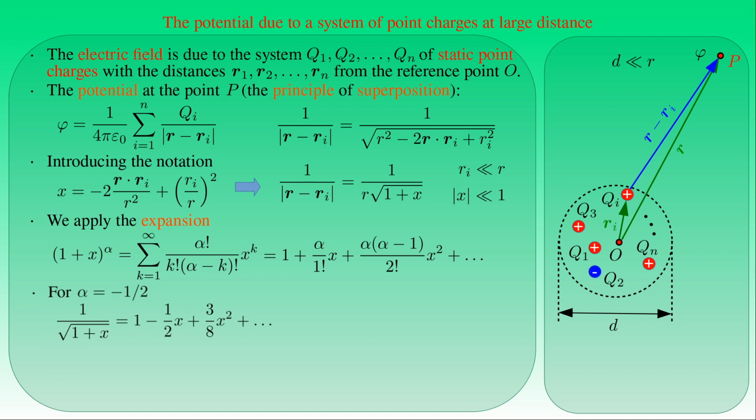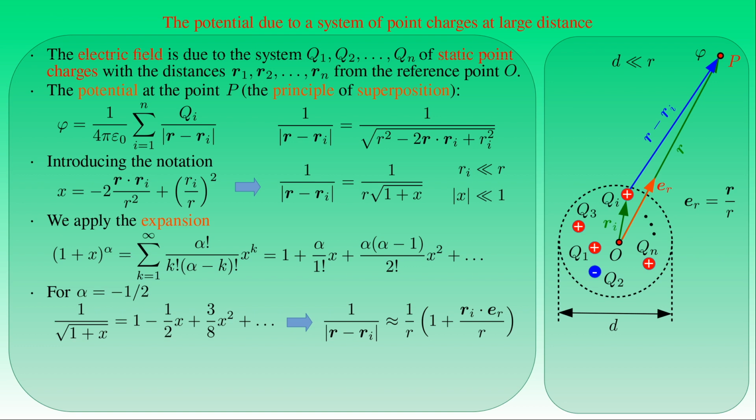If alpha is equal to minus 1 over 2, then we can expand 1 over the square root of 1 plus x as 1, minus 1 over 2 times x, plus 3 over 8 times x squared and so on. This formula helps us to approximate 1 over the magnitude of the difference between the position vectors r and ri in first order as 1 over r, times 1 plus the scalar product of the position vector ri and the unit vector er pointing in the direction of r, divided by r. In the first order approximation we dropped all the terms which contain ri raised to the power greater than 1.